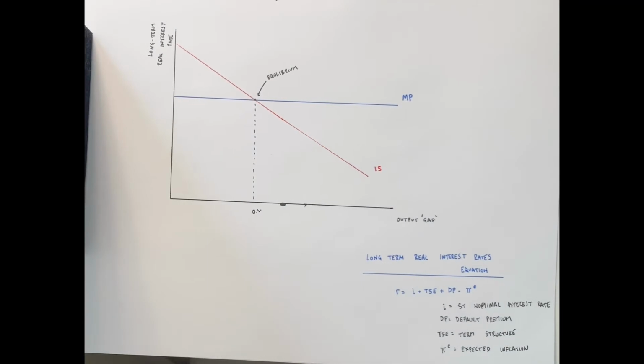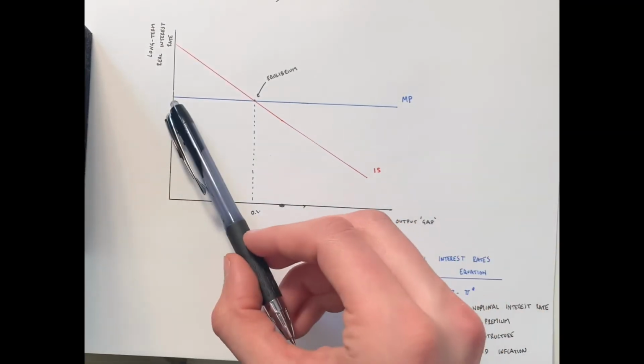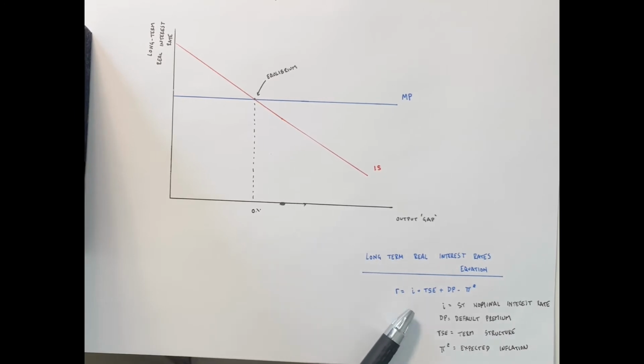Now, I know what all of you are wondering, and that's, how do you calculate this? How do we know what percent the long-term real interest rate is? Here's how we do it. I drew it out right here. This is the Payday, the Eat More bar of all candy bars: i plus TSE plus DP minus pi E. Now, what does that mean?